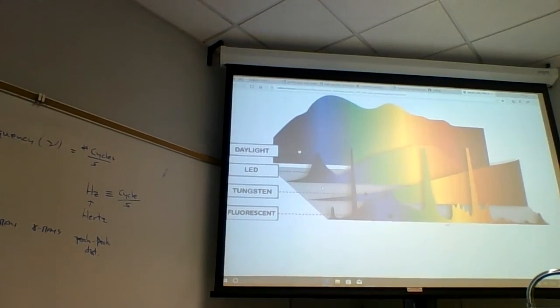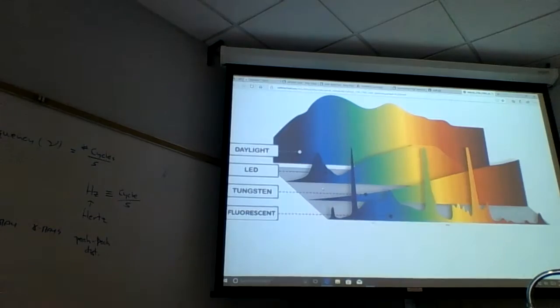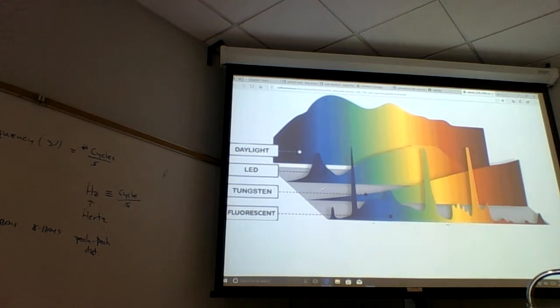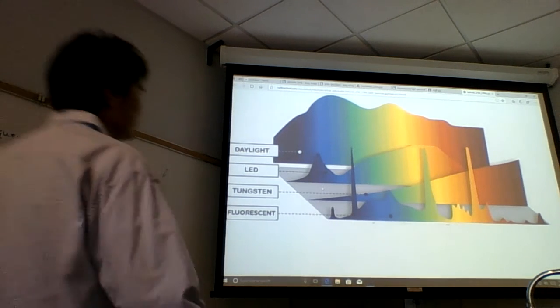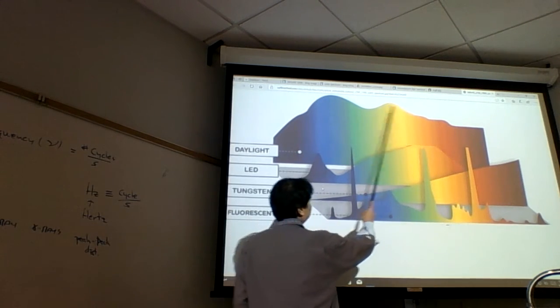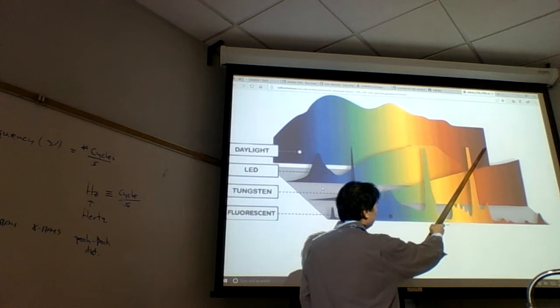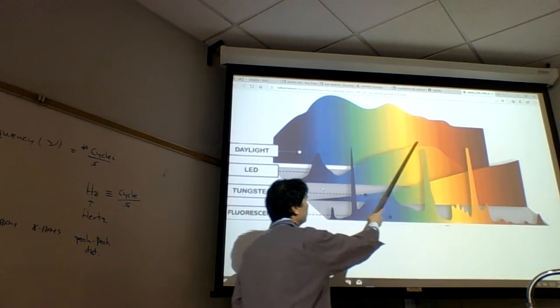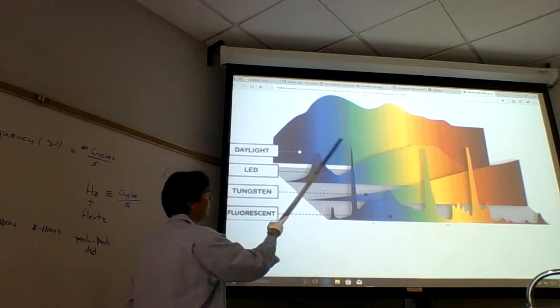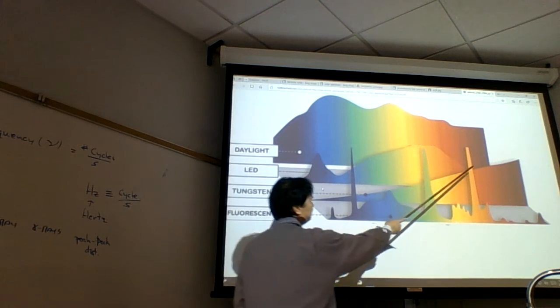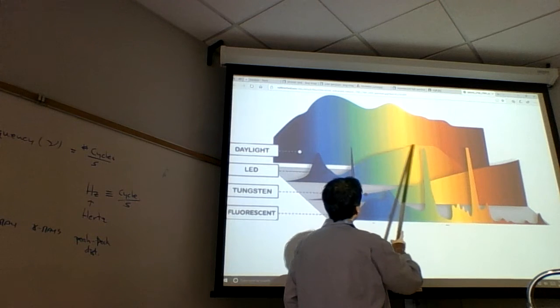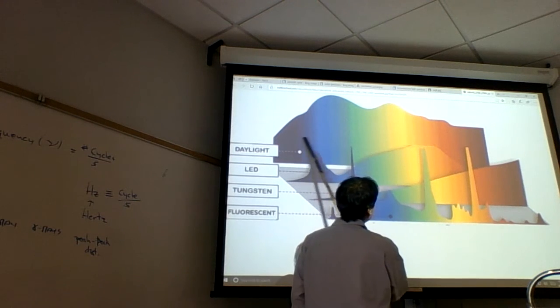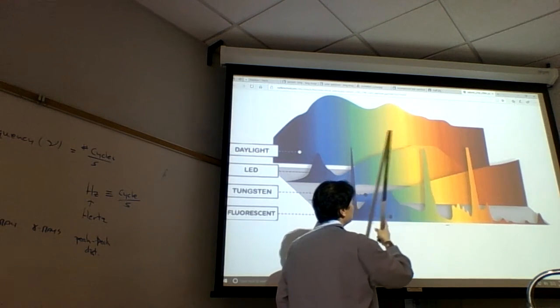So we can make a light bulb out of a lot of different things. Measure the spectrum of that compared to daylight. This would be the spectrum of sunlight here. One of the things to notice about the spectrum of sunlight is it's continuous. You see all the colors of the rainbow here, all the way from red. There are different shades of red, different shades of orange, etc., all the way to violet. So it's what we call a continuous spectrum here.